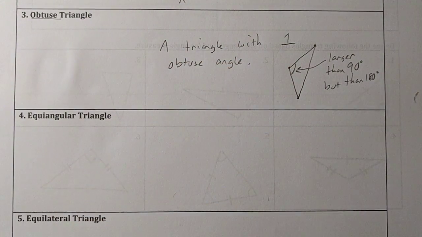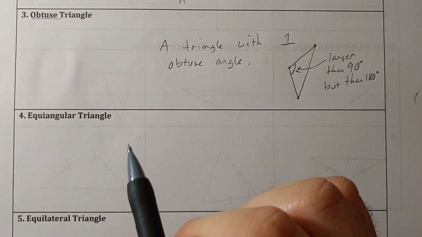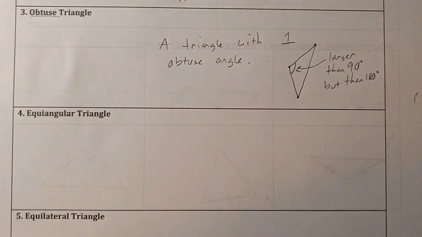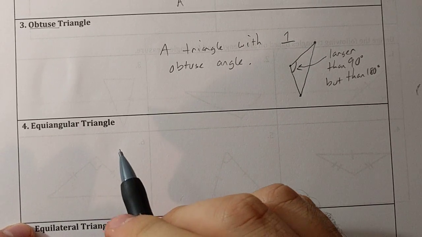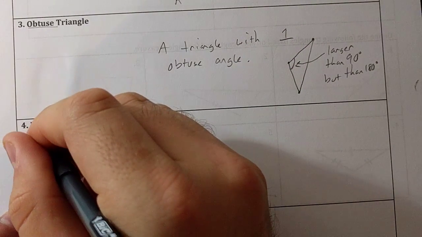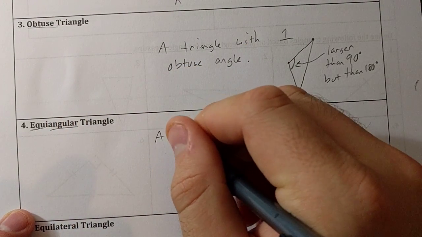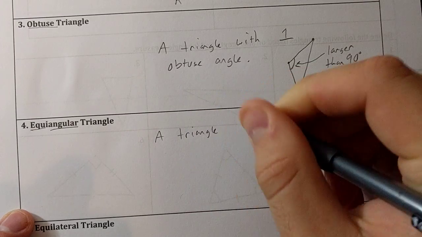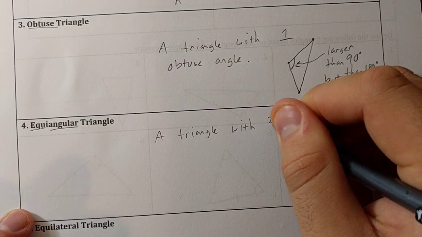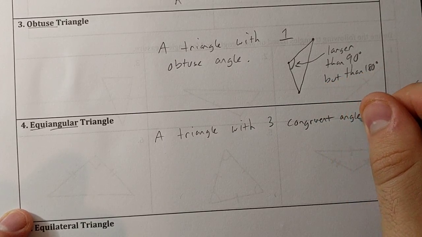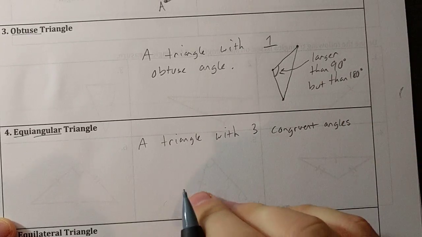Now those three words we've probably heard, we definitely have heard before. Some of these next ones are going to be a little less obvious. You may have heard them before, but they're not as obvious as acute, right, or obtuse. The next one is equiangular triangle. Equiangular, equal angles, essentially what that means, is a triangle with three congruent angles.